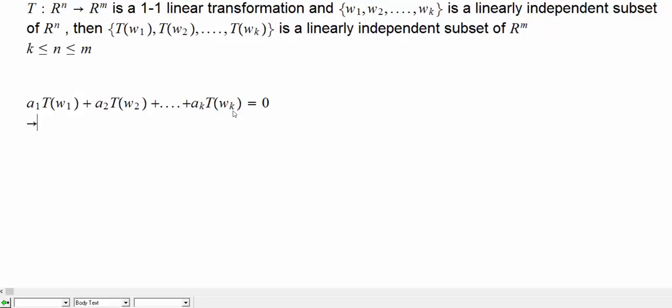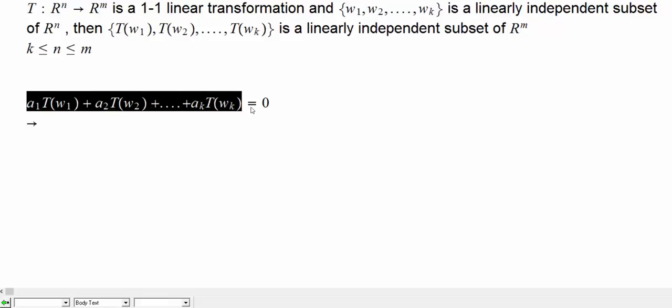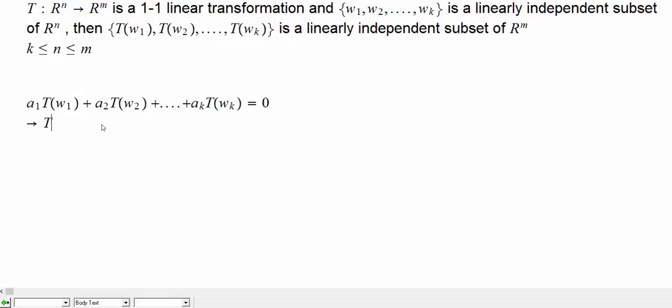So if T is a linear transformation, then this linear combination will be the image under T of what? The linear combination of these vectors by the same real numbers. All right. So again, because T is a linear transformation, this quantity is the image under T of this linear combination of these vectors W's.